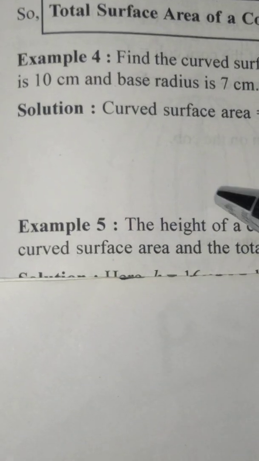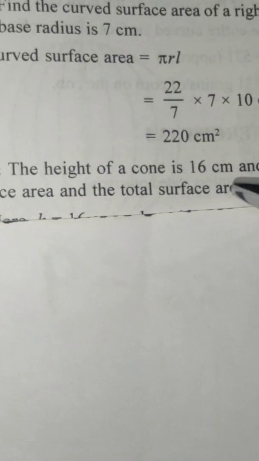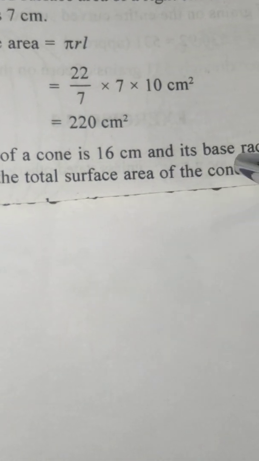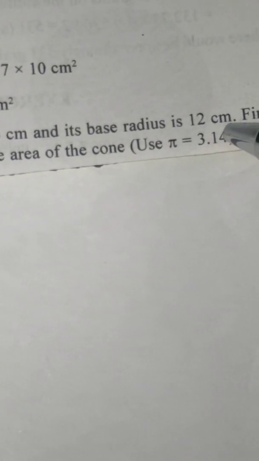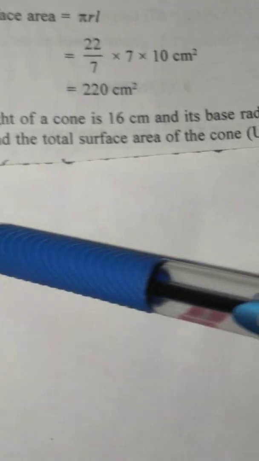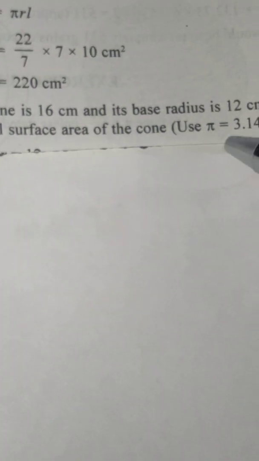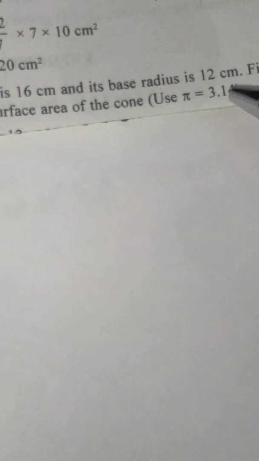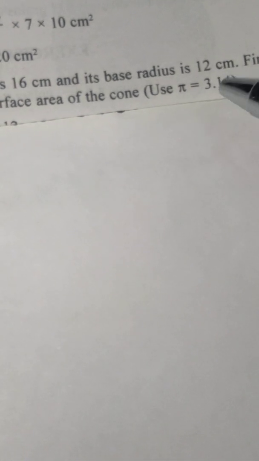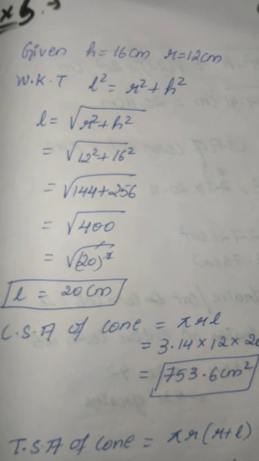Here is your example number 5 question. The height of the cone is 16 centimeters and its base radius is 12 centimeters. Find the curved surface area and total surface area of the cone. Use pi is equal to 3.14. Children, here they have given the height, not the slant height. Hence you have to find out the slant height first and then use pi value as 3.14 to find the CSA and TSA. Now coming to the solution.